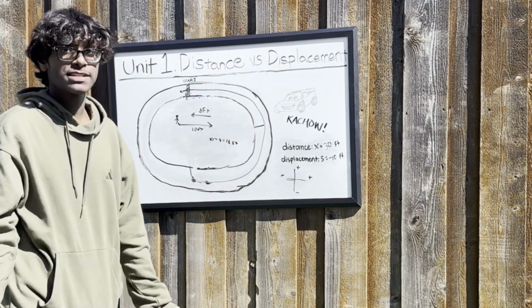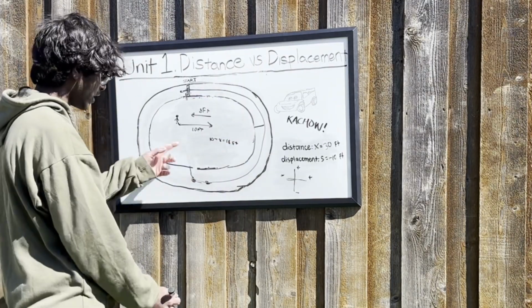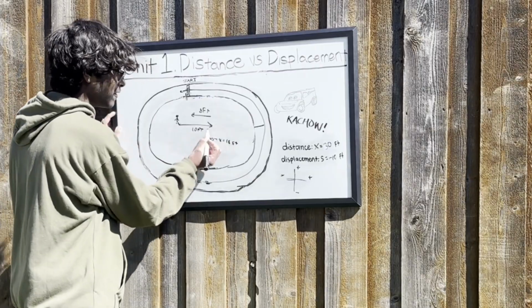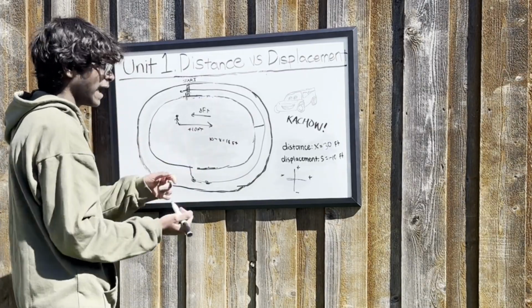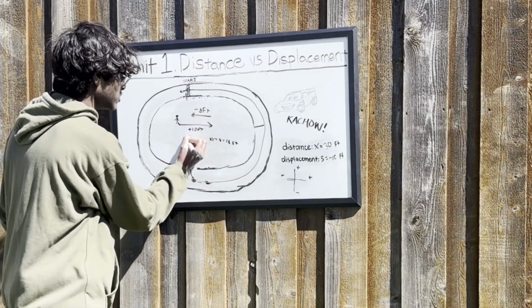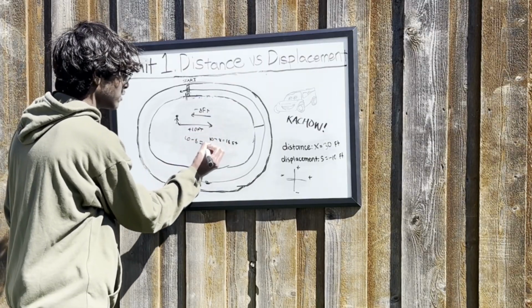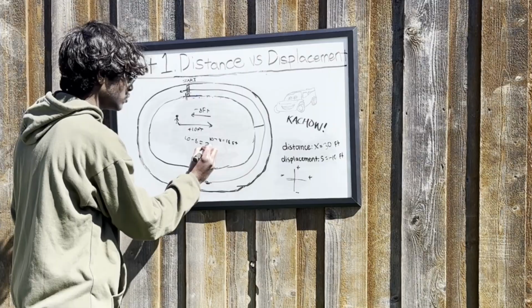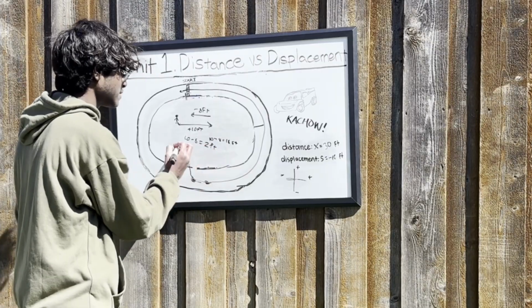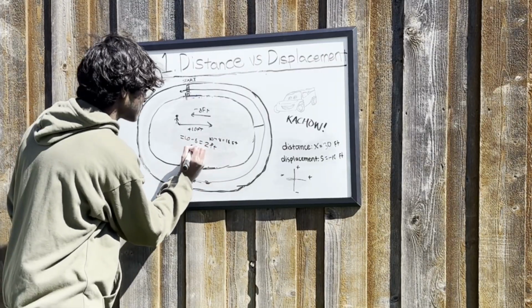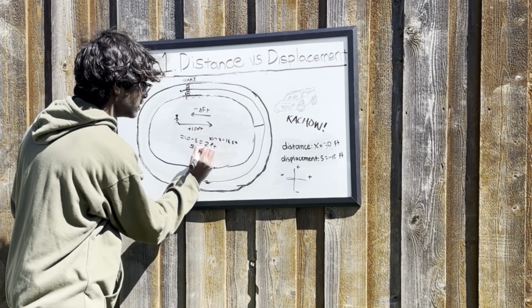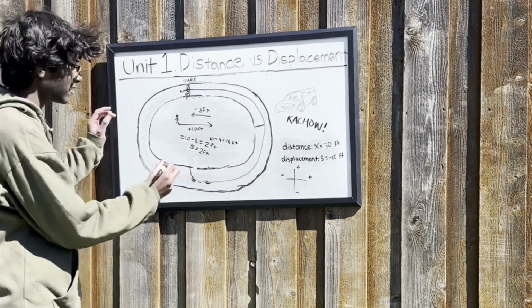Now tell me, what is his displacement? Well, he goes 10 feet to the right, which is positive, 8 feet to the left, which is negative, so we do 10 minus 8, which is 2 feet as his displacement. So S equals 2 feet. Let's try another one.